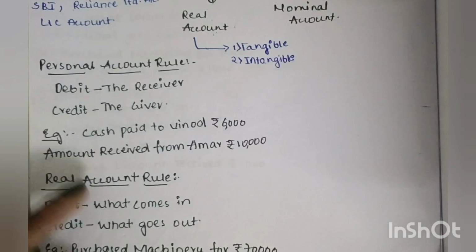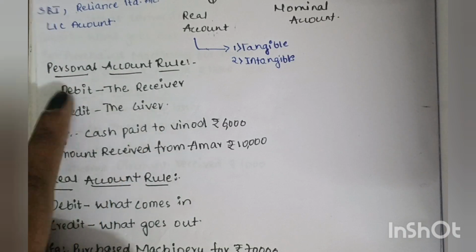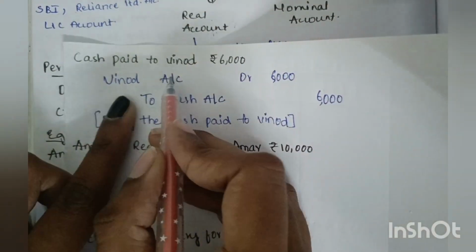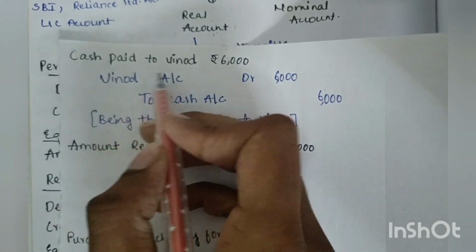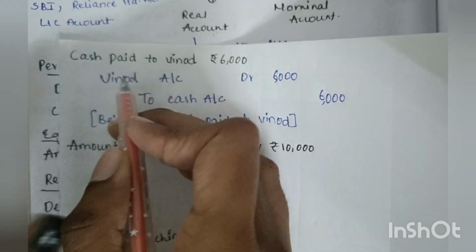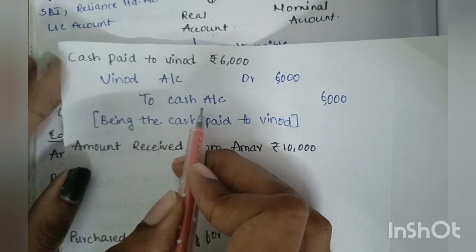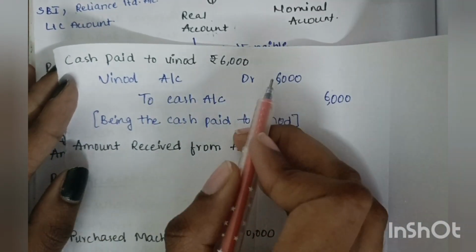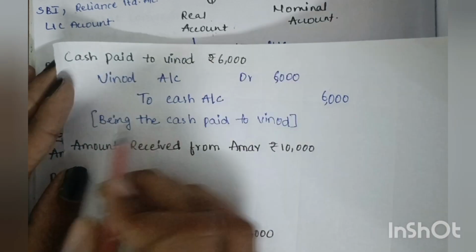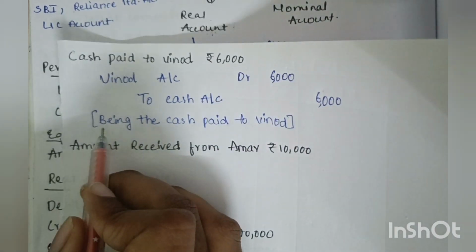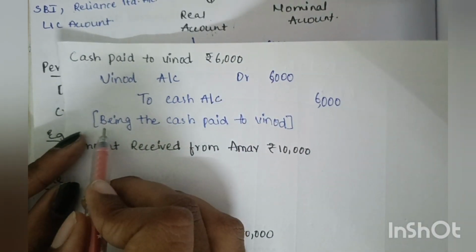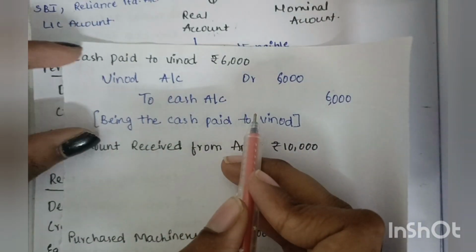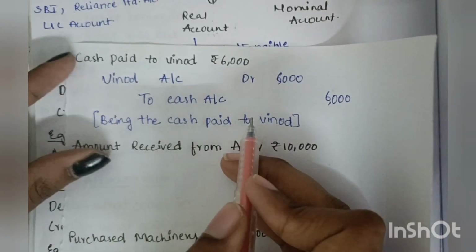So what is the rule? Debit the receiver. Who is the receiver here? Vinod is a receiver because we are paying cash to Vinod. So Vinod account to cash account, and 6,000 you have to write in the cash column, and you have to write the narration, which you need to start with the word being, being the cash paid to Vinod. So this is a basic entry, you must write like this.